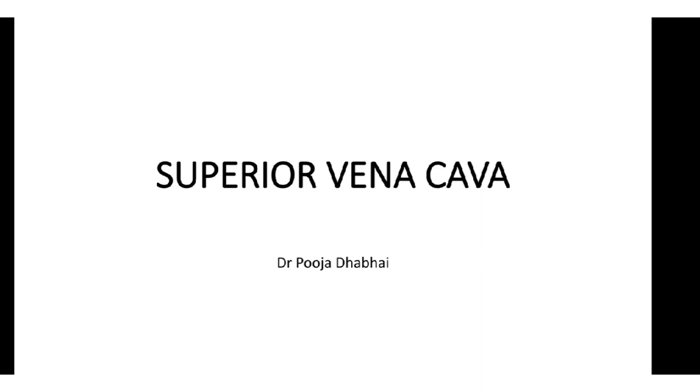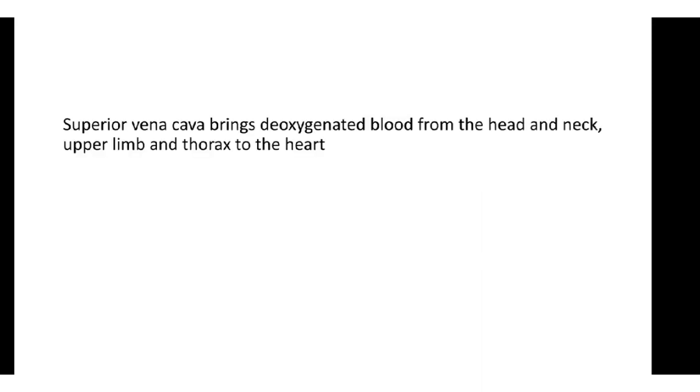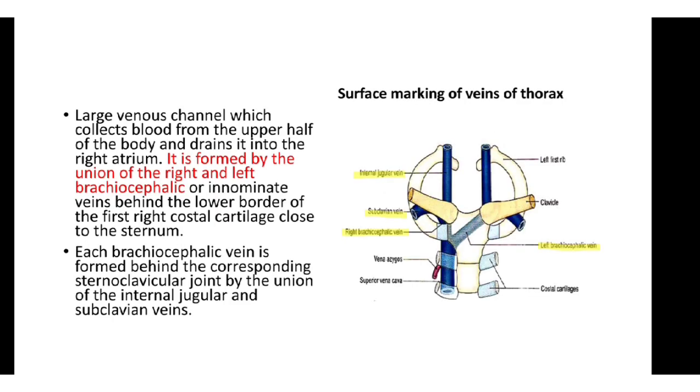Good morning all. Today's topic is superior vena cava. Superior vena cava brings deoxygenated blood from the head and neck, upper limb and thorax to the heart. It is a large venous channel.